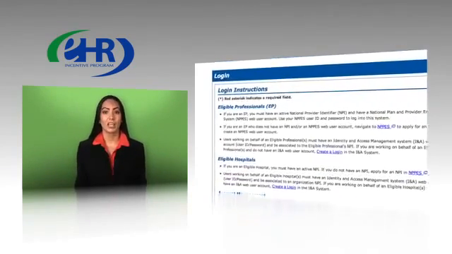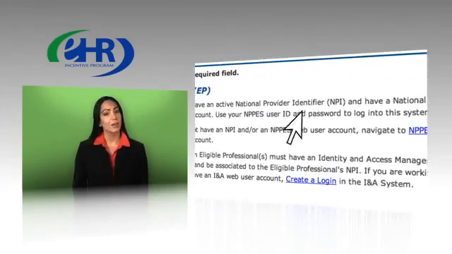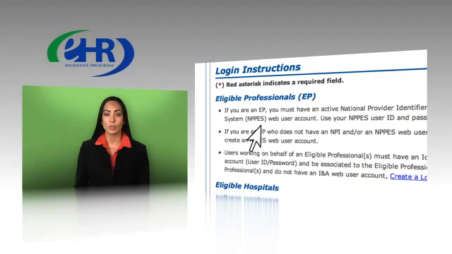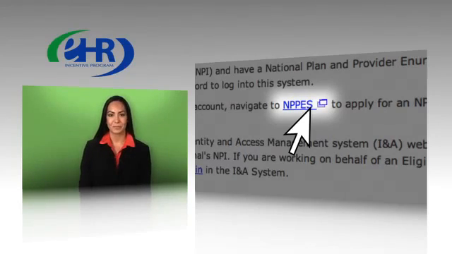The Login page instructs you on what is required for a valid user ID and password combination. As an eligible professional, you are required to have an active NPI and must have a National Plan and Provider Enumeration System, or NPPES, user account to log in. As a result of HIPAA, the National Plan and Provider Enumeration System collects identifying information on healthcare providers and assigns each a unique NPI. If you do not have an NPI, click on the NPPES hyperlink provided.